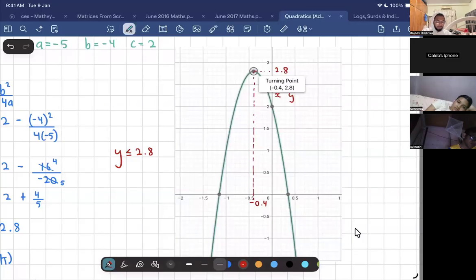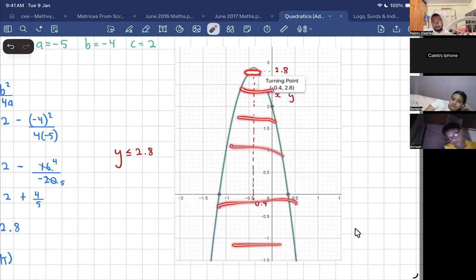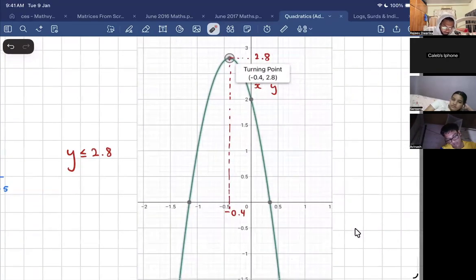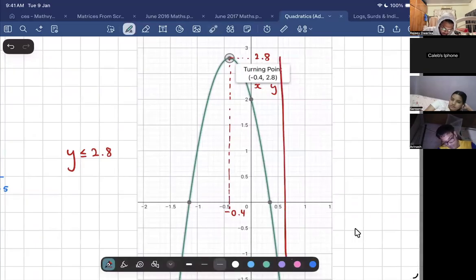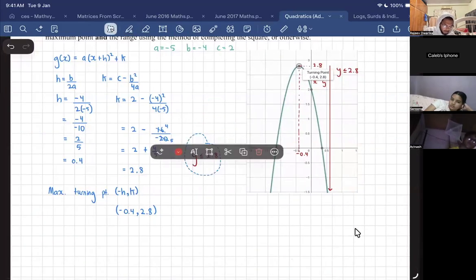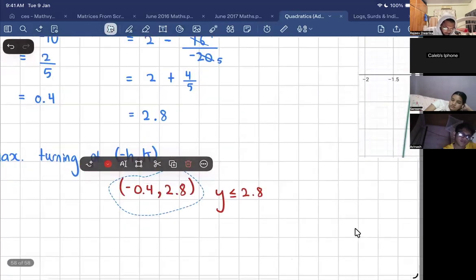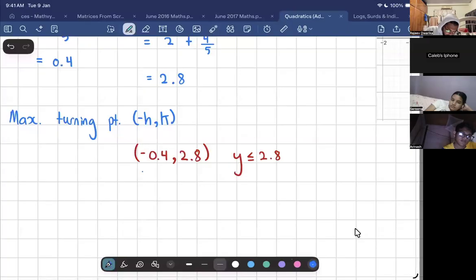So Serena, do you understand for any given point in time, the biggest value for Y I could get is 2.8, and all the other values will be less. So that's the range, right? So again, this is why I'm saying Y is less than or equal to 2.8, because 2.8 is the biggest value. You can't get anything bigger. So these are my answers. So this over here is my maximum point, and this over here is my range.